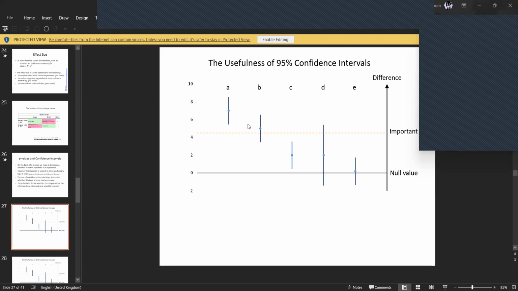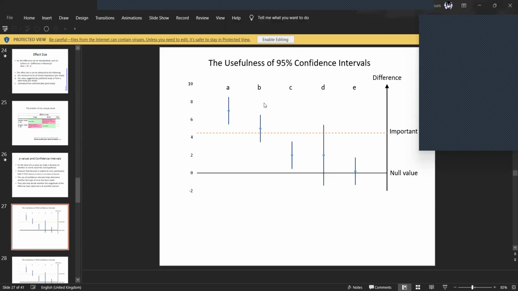So in example A, we have this confidence interval. Now, you can go ahead and type in the chat if you guys want to. Is this statistically significant? Okay, it is statistically significant. Now, is the effect magnitude large enough to be considered interesting? All right, so for this example, it's both statistically significant and it's interesting.